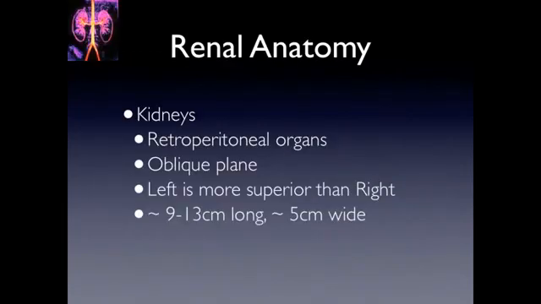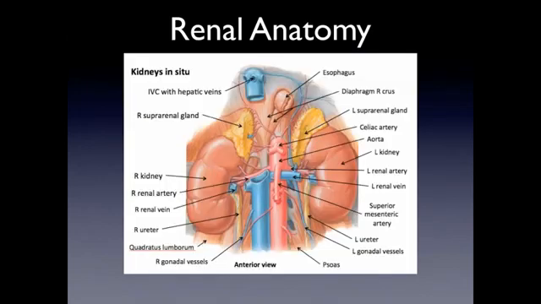So the kidneys are retroperitoneal organs, and they lie in an oblique plane compared to the other planes. The left is more superior than the right, and their sizes range anywhere from 9 to 13 centimeters long by 5 centimeters wide. Here you can see an anatomy of the kidneys in situ, and you can see the relationship between the major vessels, the aorta, the inferior vena cava, and the suprarenal glands.